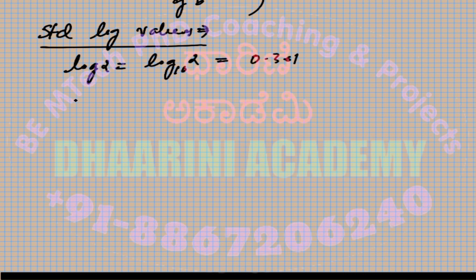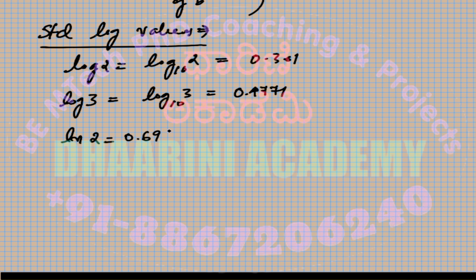Then we have log 3. Again, this is log of 3 to the base 10, that is 0.4771. Then we require ln as well. ln2, natural log of 2, is log of 2 to the base e, so that is 0.693. ln10, which is log of 10 to the base e, is 2.303. So these are some of the values which we require.